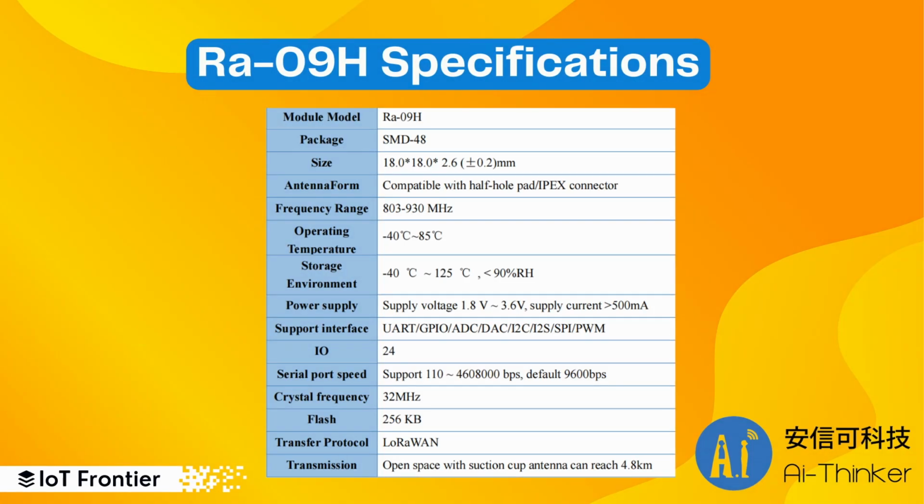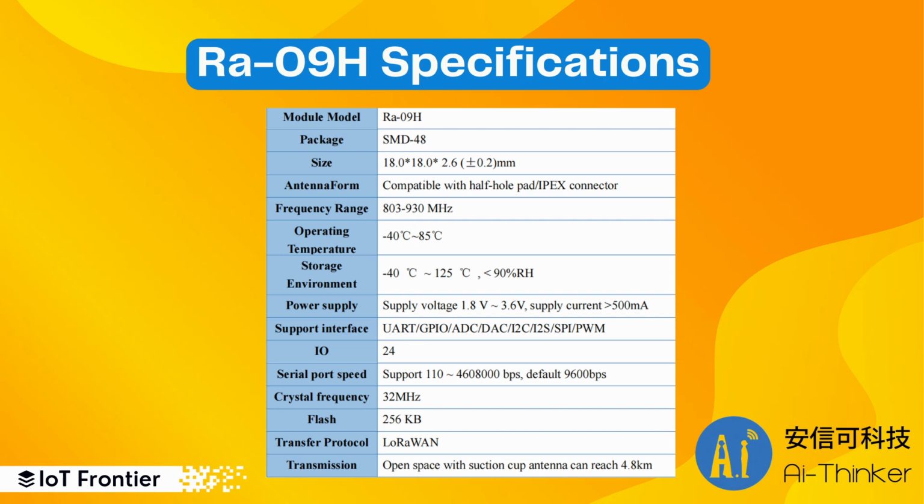The packaging that is used here is SMD48 and the antenna form is compatible with half pole pad or IPEX connector. The frequency range used here is 803 to 930 MHz and the power supply voltage that it can take is 1.8 volts to 3.6 volts, and the supply current should be greater than 500 milliamperes. It supports various interfaces such as UART, GPIO, ADC, DAC, I2C, I2S, SPI and PWM.